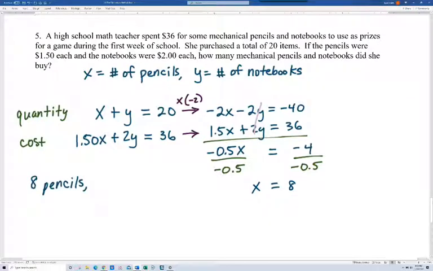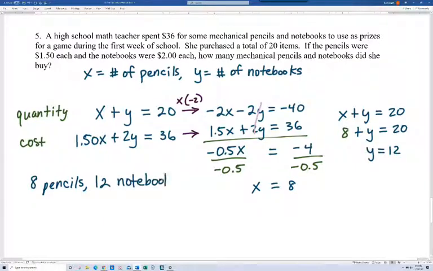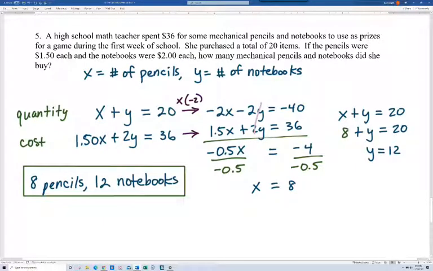We have 8 pencils. Well, since there were 20 items, x plus y is 20, and x is 8, that would mean that y must be 12. So that means there are 12 notebooks. Now, just to make sure this is right, we've already said that there's a total of 20 items, and 8 plus 12 is 20. The other equation to check would be the second one, so let's go ahead and plug in 8 for x and 12 for y, and you can verify that that equation is true.